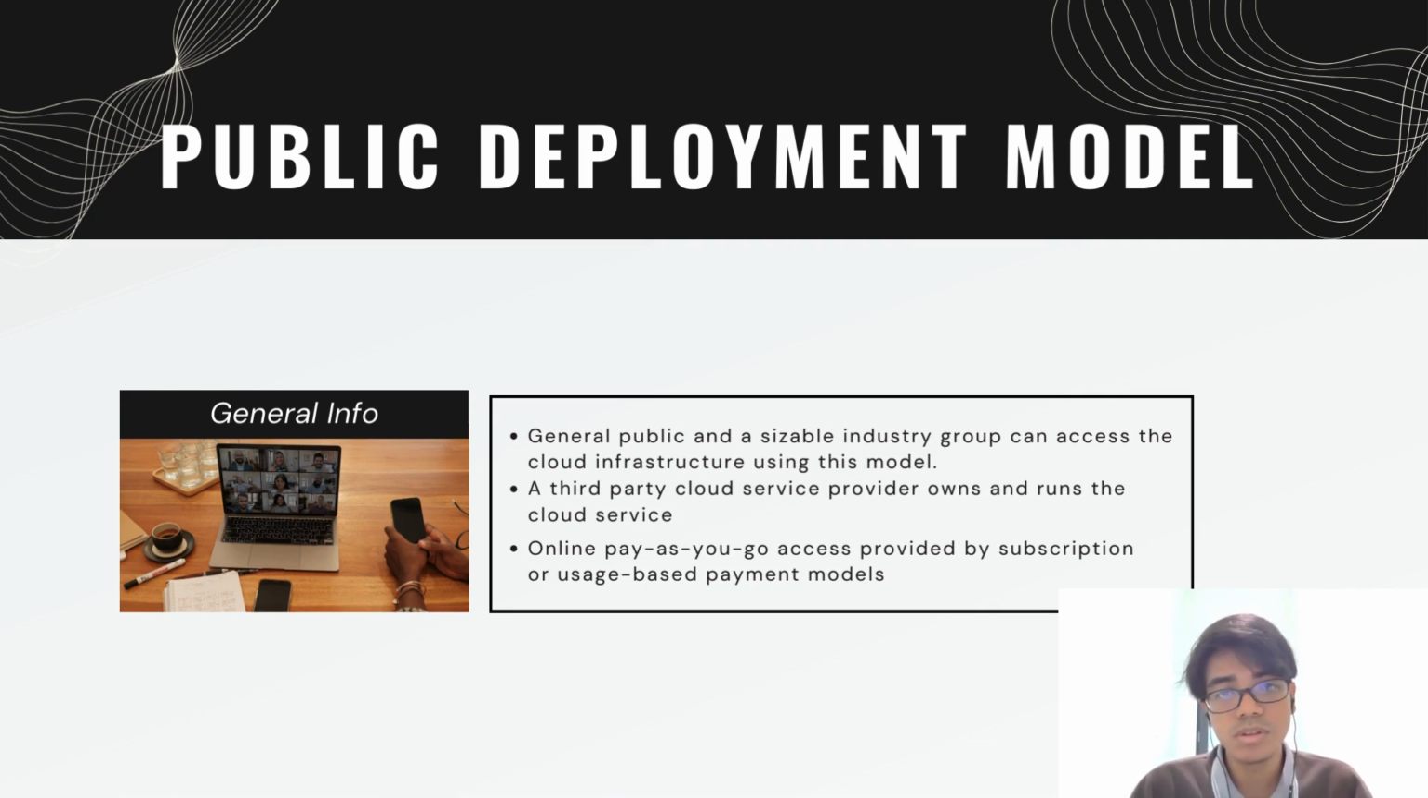So I'm going to present about the public deployment model in the public sector. So this is the general info or the characteristic of a public deployment model. So one of the characteristics is the general public and accessible industry group can access the cloud infrastructure using this model. Another characteristic is that a third-party cloud service provider owns and runs the cloud service. And last but not least, the public deployment model utilizes an online pay-as-you-go access provided by the subscription or research-based payment model.